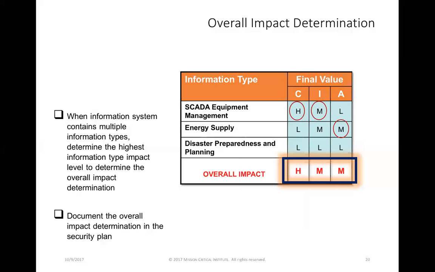So the highest from all that you will take. Yes. After you've looked at all your information and done that assessment for each type of information, you take the highest level for each one, and that would be the overall impact. So if up here in this example of SCADA equipment management, confidentiality was moderate, an M, then down here it would say moderate, moderate, moderate.